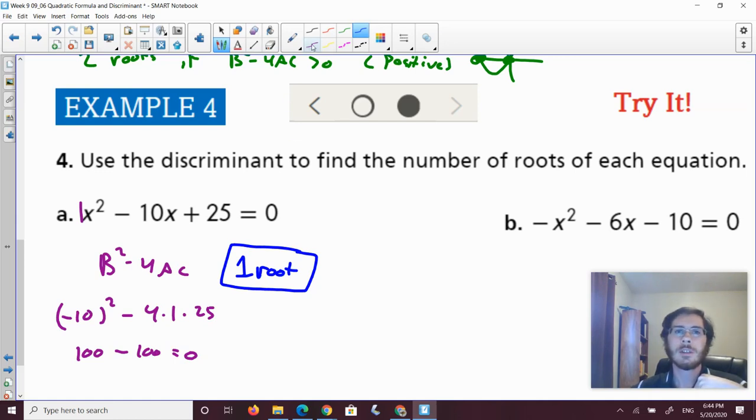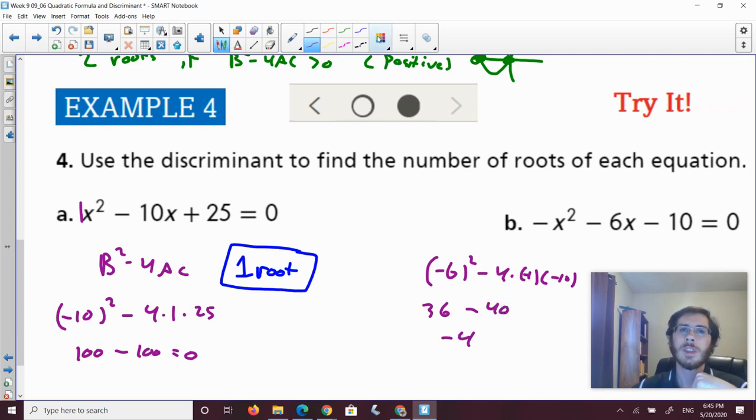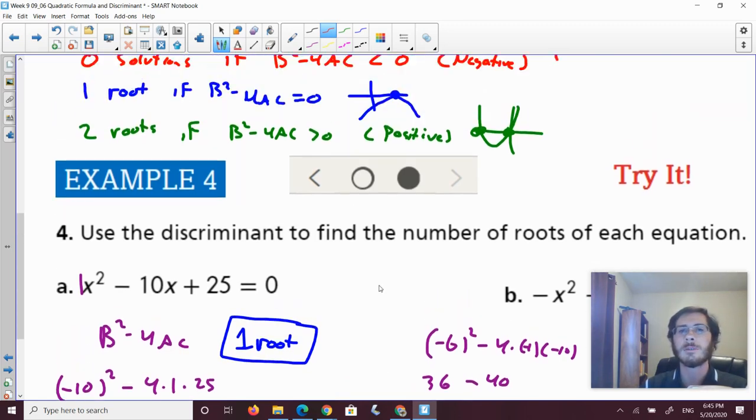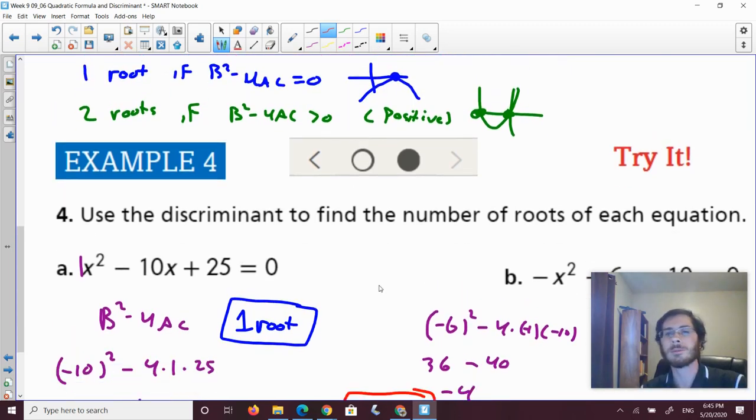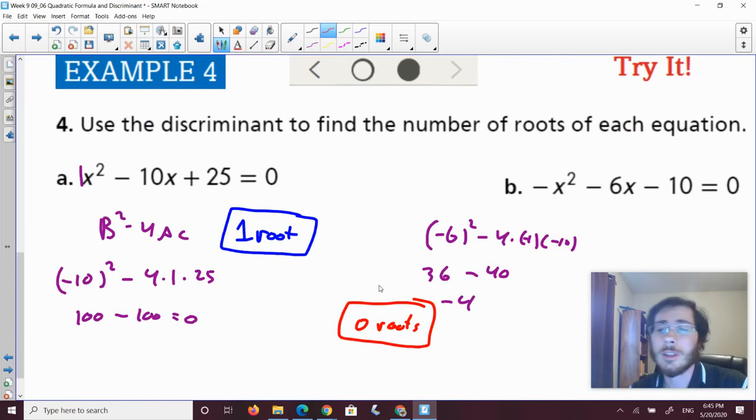On the other side, for part B, in this case, we're going to use the exact same equation, b squared minus 4ac. So negative 6 squared minus 4 times a is negative 1 times c is negative 10. So 36, so that's 1, 2, 3 negatives, and then we get 40, or negative 4. So our answer is going to be 0 roots, because negative 4 is, well, negative. So 0 roots. That's it. That's all you got to do for those.